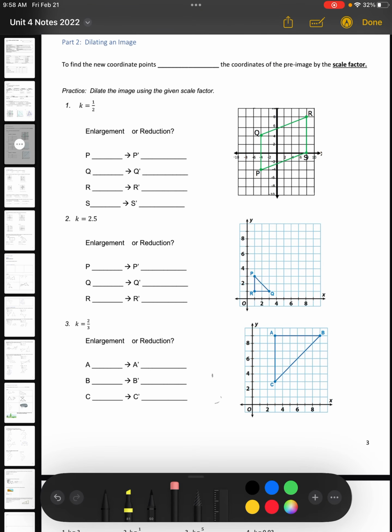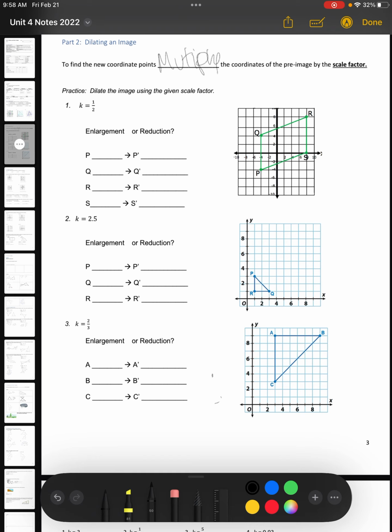Hello, in this video we are going to review how to dilate an image. So to find the new coordinates we need to multiply. Dilation is multiplication. And we're going to multiply by the scale factor.